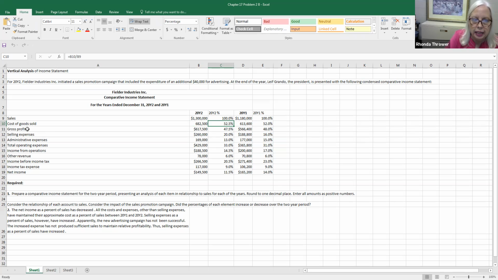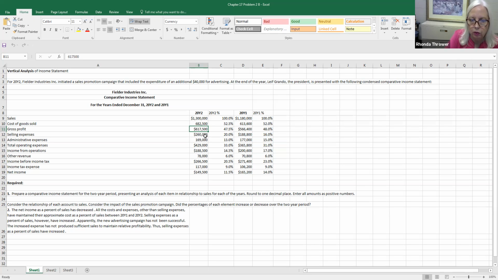Again, you're taking each one of the line items on the income statement and dividing it by the amount of the sales. So when we divide gross profit of 617,500 by our sales of 1,300,000, that'll give us a gross profit rate of 47.5%.